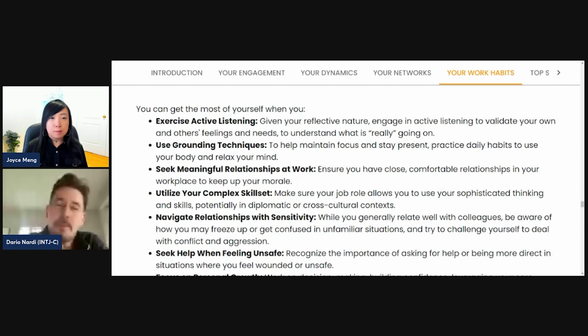And then there are other things like use grounding techniques, because of the 4 subtypes, the creative and harmonizing in particular are not as grounded as the other 2. Normalizing is the most grounded. So what are your grounding techniques, like daily habits for your body and for your mind to stay present, to stay relaxed? Make sure you have those in your life. So very, very specific things, and it's advice that complements your type.